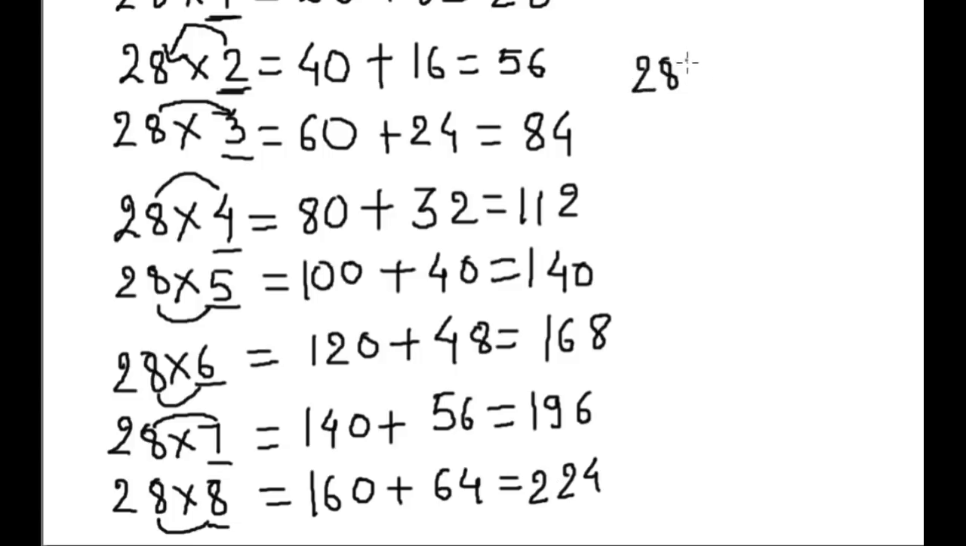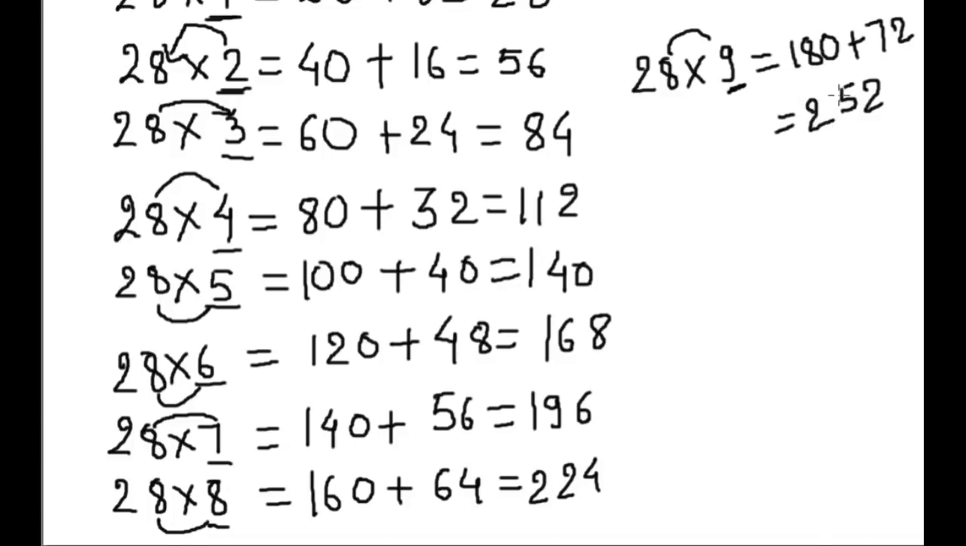28 into 9. Double of 9 is 18. Put 0 plus 8 into 9 is 72. It is 252. 28 into 10 we all know is 280.